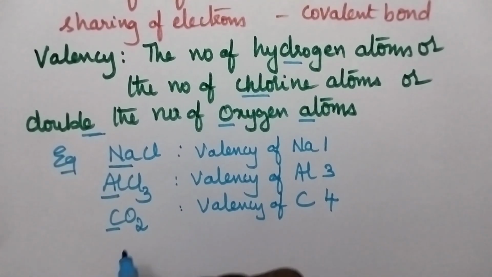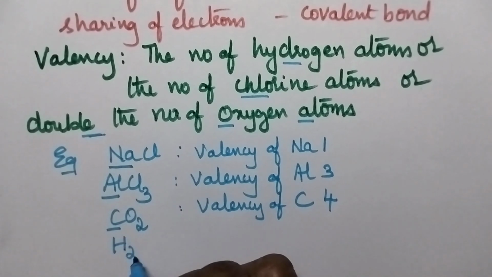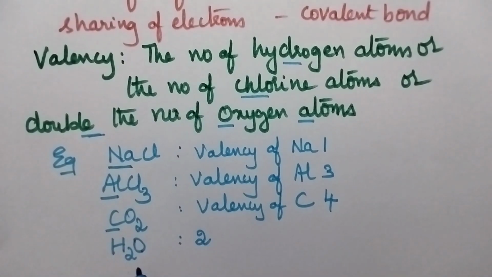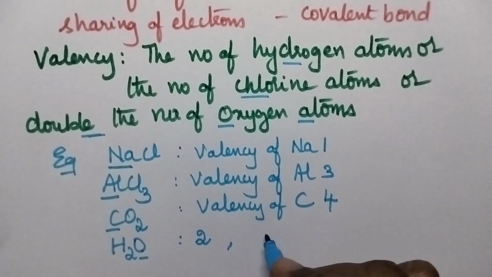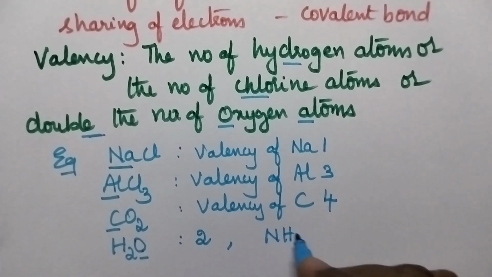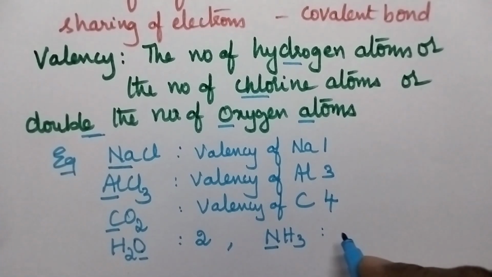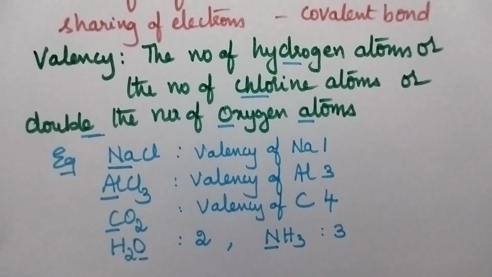At the same time, if we consider water, here oxygen combines with 2 hydrogen atoms, and hence its valency is 2. Similarly, if we consider ammonia, here nitrogen combines with 3 hydrogen atoms, and hence its valency is 3. In that way, it is possible to calculate the valency of an atom.